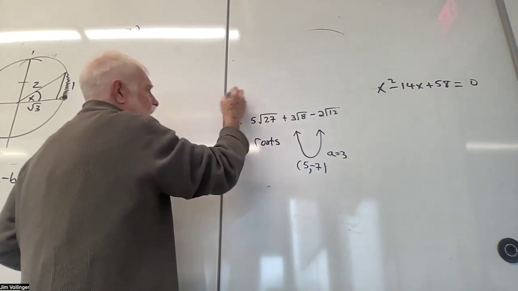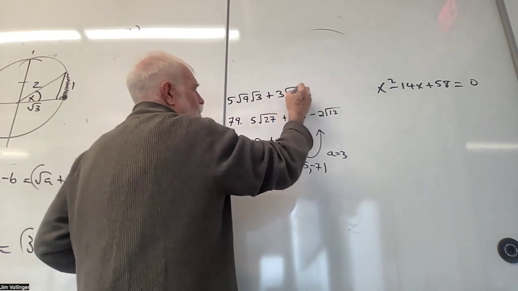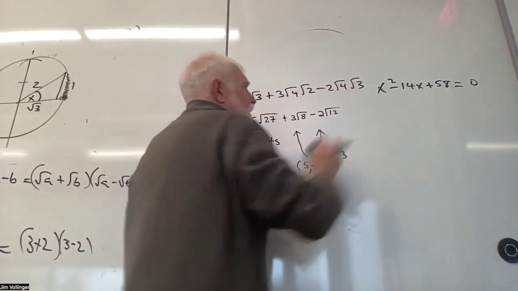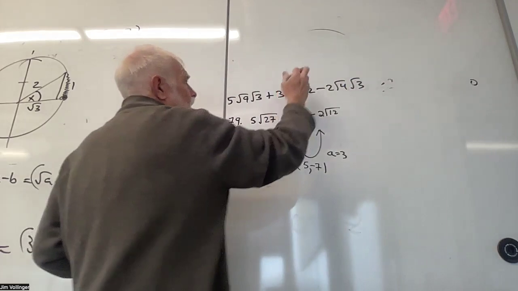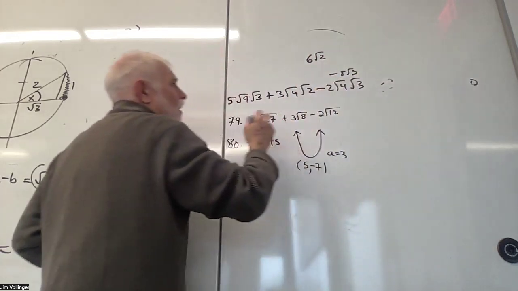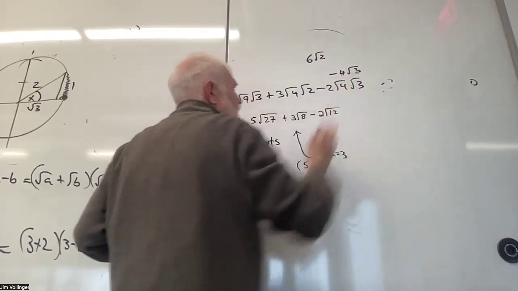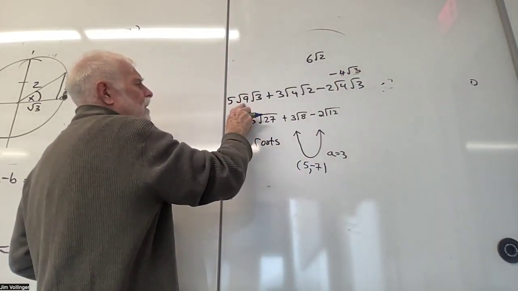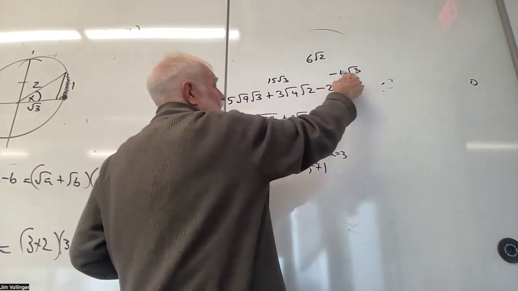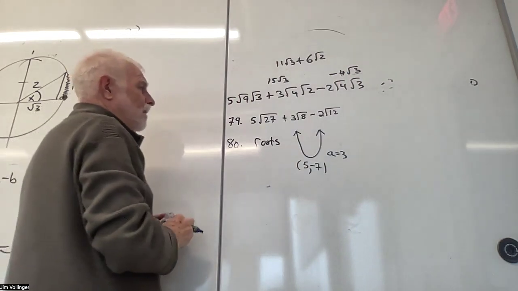5 root 27 is 5 root 9 root 3 plus 3 root 4 root 2 minus 2 root 4 root 3. All right, so what do we have? We have a singleton here, 6 root 2. That one is minus 8 root 3. Oh, sorry, minus 4 root 3. Almost made careless error there. I can tell I'm getting to the end of the video. And this one is 3 times 5, 15 root 3. And so I do have likeness here, so that's 11 root 3 plus 6 root 2 is that problem.